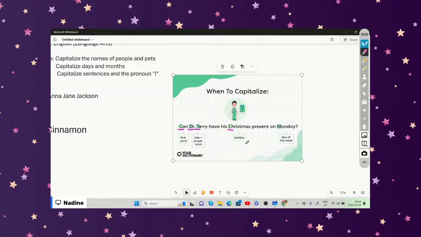Christmas. Names of special holidays, that also needs to be capitalized. The holidays, special holidays. And then the days of the week need to be capitalized. Months of the year need to be capitalized.